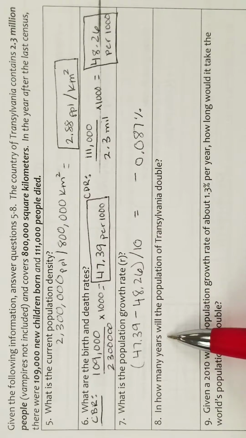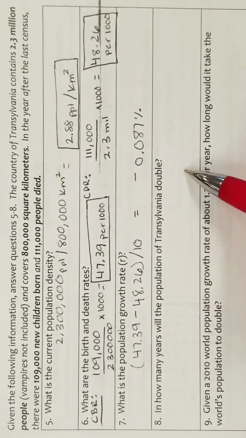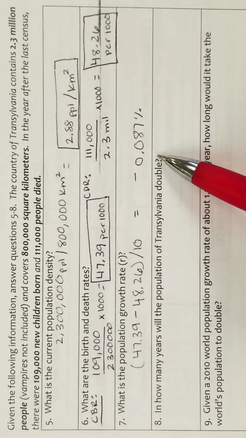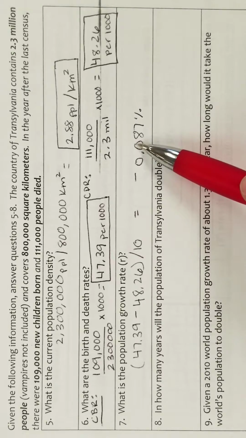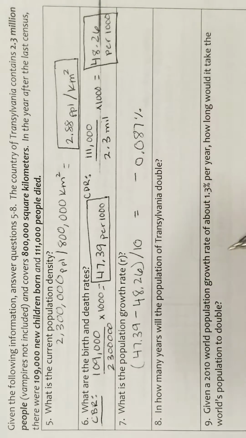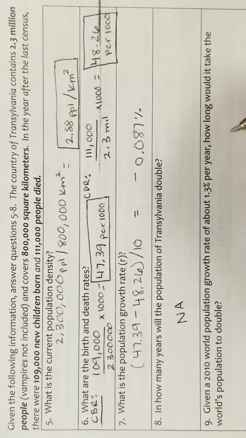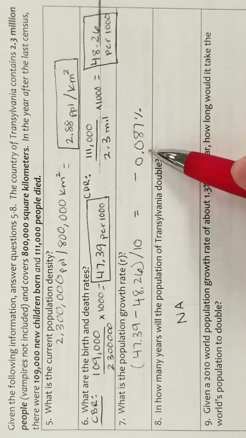Moving on to 8, how long would it take a population that is in decline to double? Well, unless something changes, unless this growth rate changes, your population will not double. It is in decline. So the correct answer for 8 is actually NA, due to the population declining.